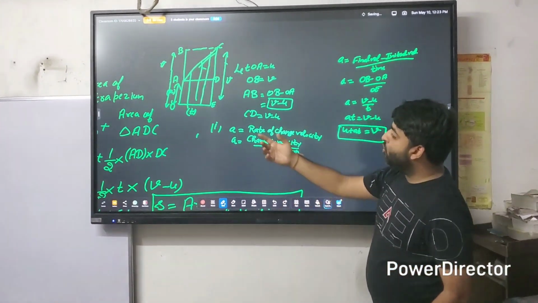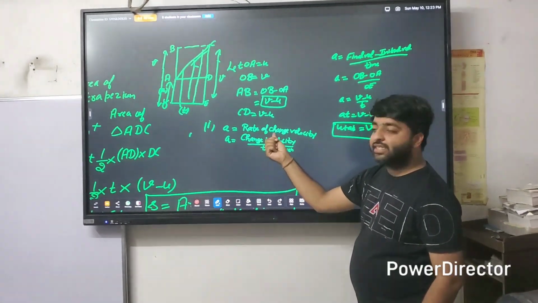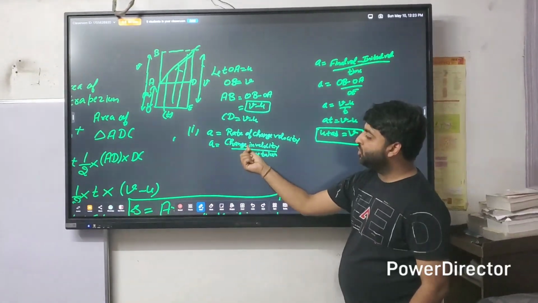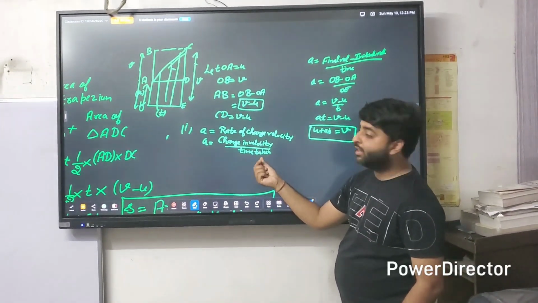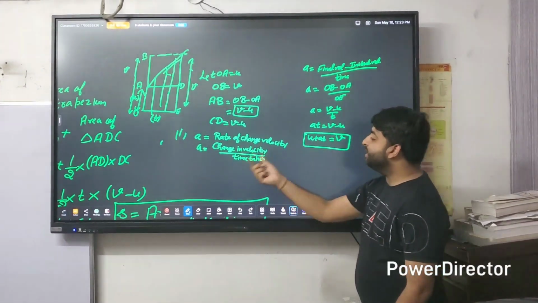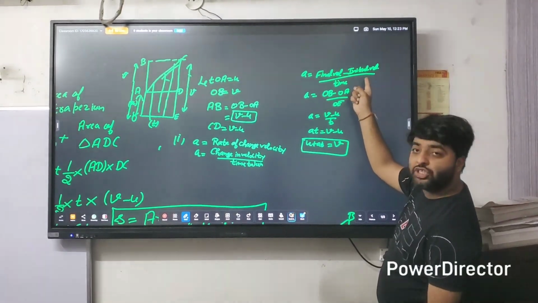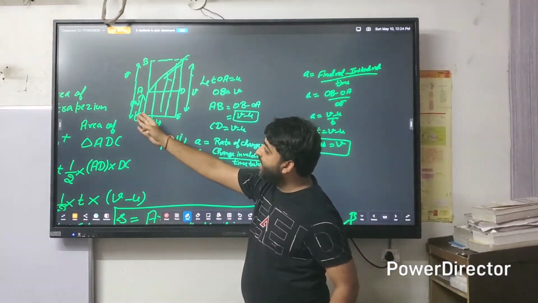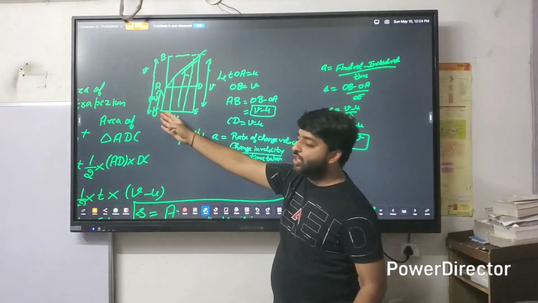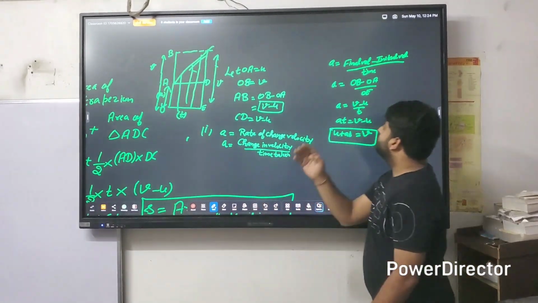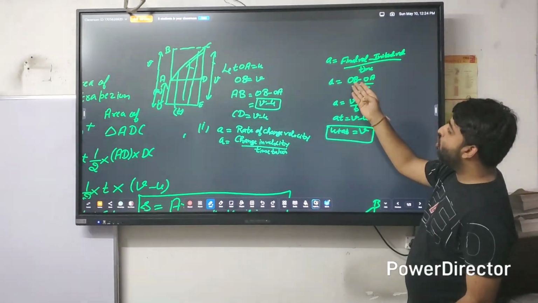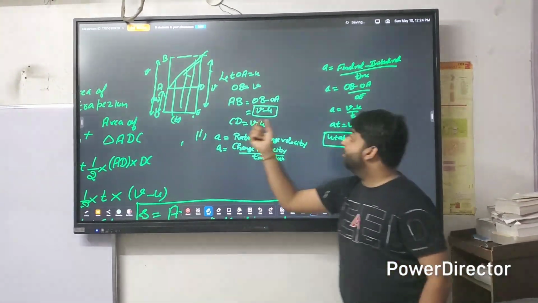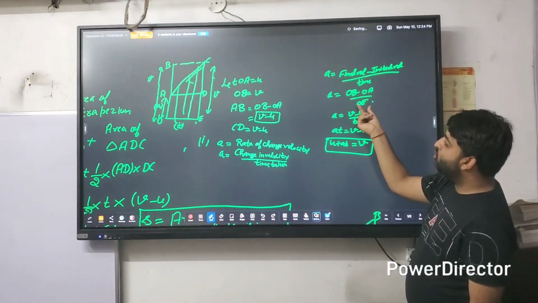Firstly, we all know that acceleration is known as rate of change of velocity. You can also say that a is equal to change in velocity upon time taken, and change in velocity means final velocity minus initial velocity upon time. And you can see here that final velocity is OB, initial velocity is OA. So I can write a is equal to OB minus OA upon time. OE represents the time, so we can write time is equal to OE.